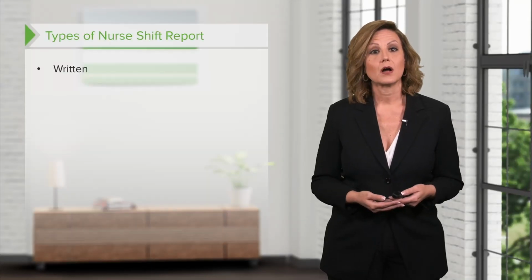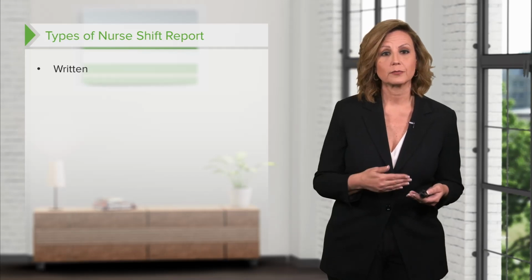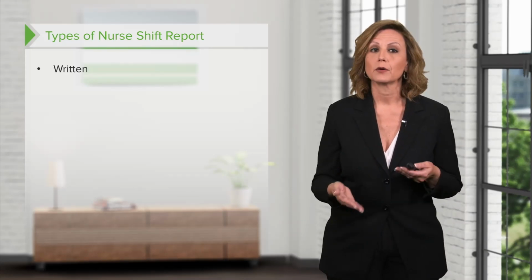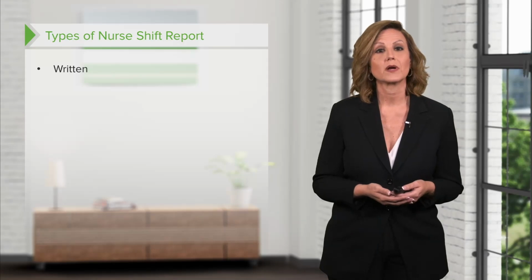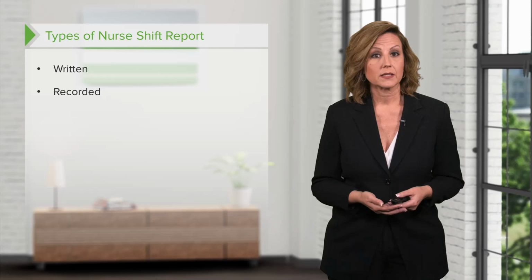There are different types of nurse shift report. The first type is a written report. This involves the offgoing nurse writing down a written report of everything that occurred the shift before to the oncoming nurse. There may or may not be the opportunity for interaction between the two nurses. Similarly, there's the recorded version of a nurse shift report. This again involves the offgoing nurse recording verbally what happened in the offgoing shift for the oncoming nurse to know what happened. Again, may or may not have any interaction between the two.